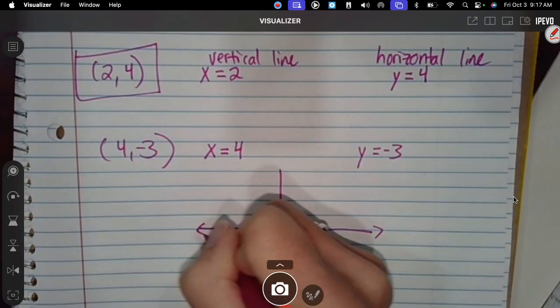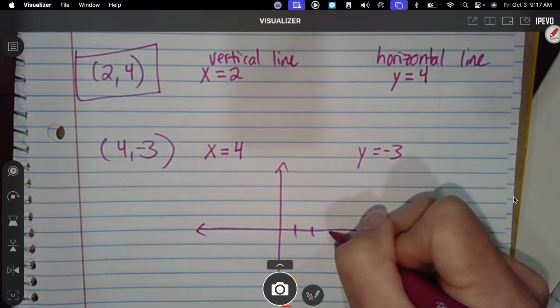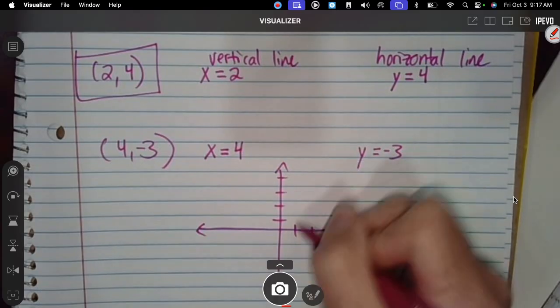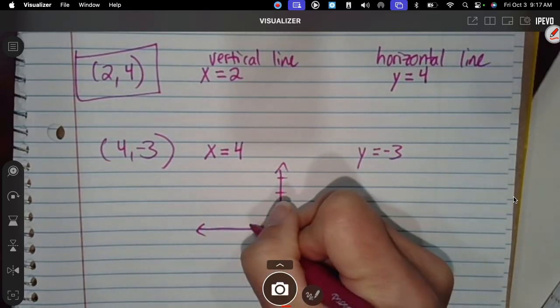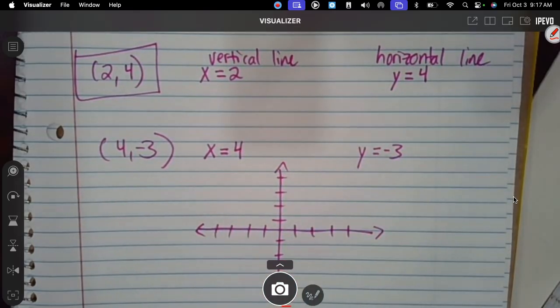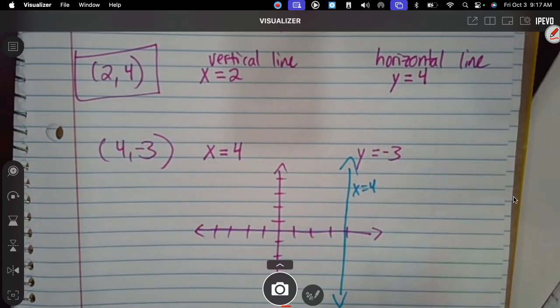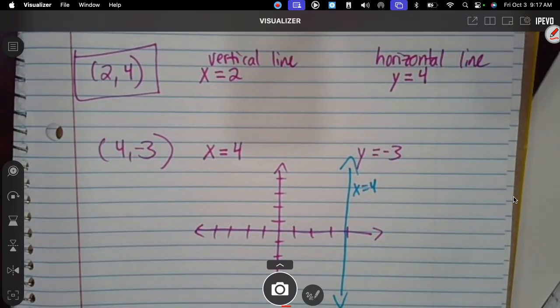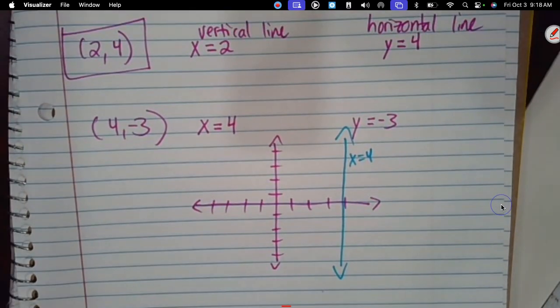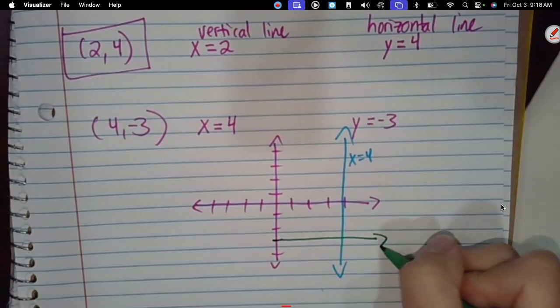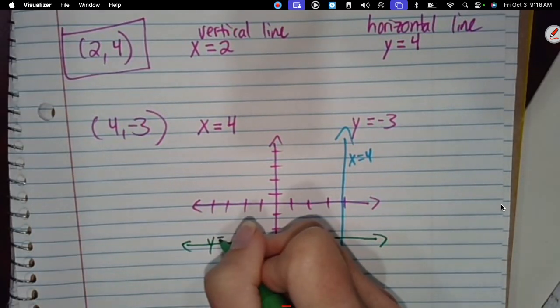Y'all, I'll show you what it looks like if I was to graph that: 1, 2, 3, 1, 2, 3, 4. Okay, the line x equals 4 would look like this. It's a vertical line like this. That is x equals 4. If it was a horizontal line, y equals -3, that's down here. That's what y equals -3 looks like.